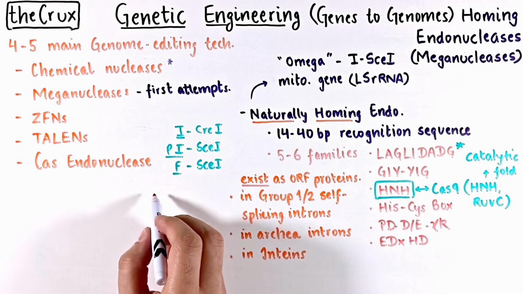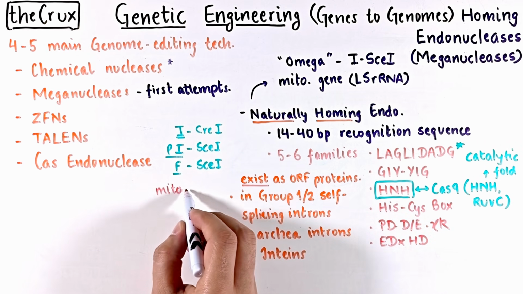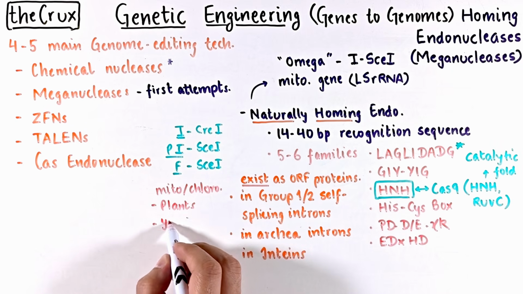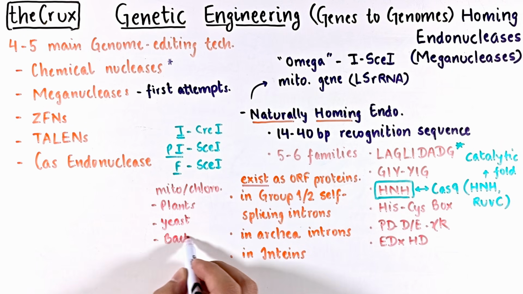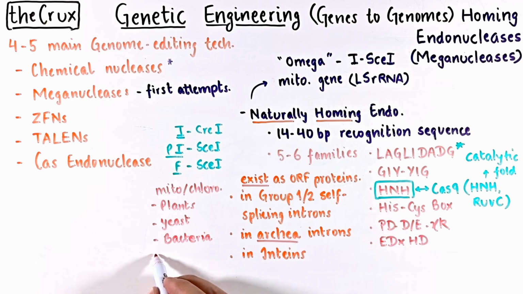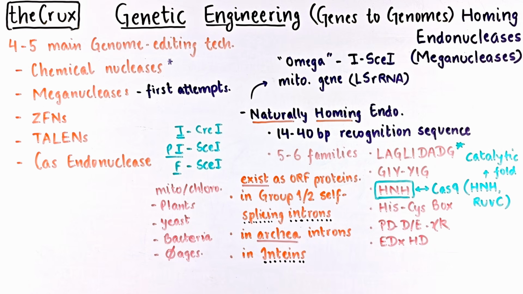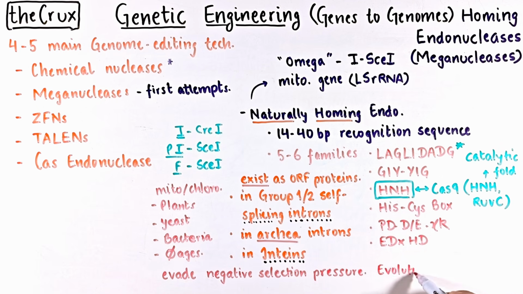Since they exist in broad contexts, we find them in mitochondrial genomes, chloroplast genomes, spanning plants and yeast, bacteria, archaea, and even bacteriophages. Higher-order animals do not contain any meganucleases. In the rest of the kingdoms, their stealthy existence in introns of proteins means that they generally evade harsh negative selection pressure. So you will often see that they have somewhat high evolutionary conservation.